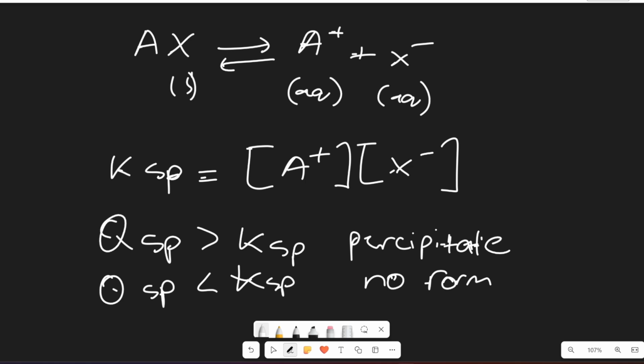And sorry, this should actually be flipped. So this reaction should be written the other way around. You would essentially have your two ions, and then they'd be forming into the solid over here. So that's essentially everything we have for our equilibrium unit.